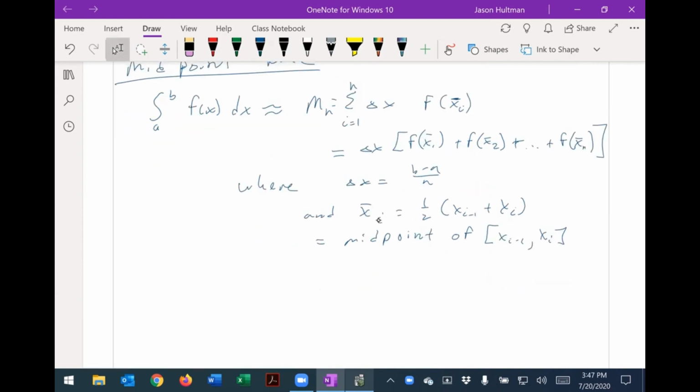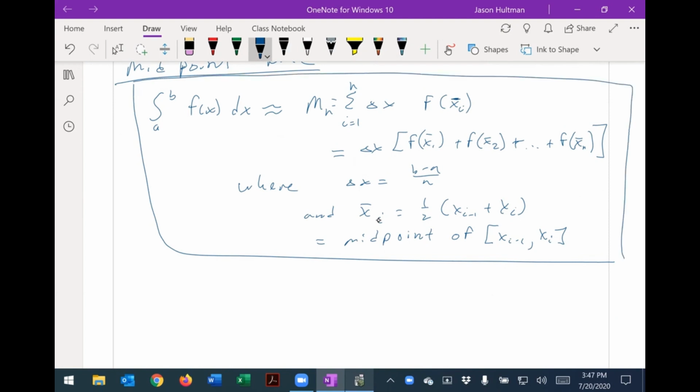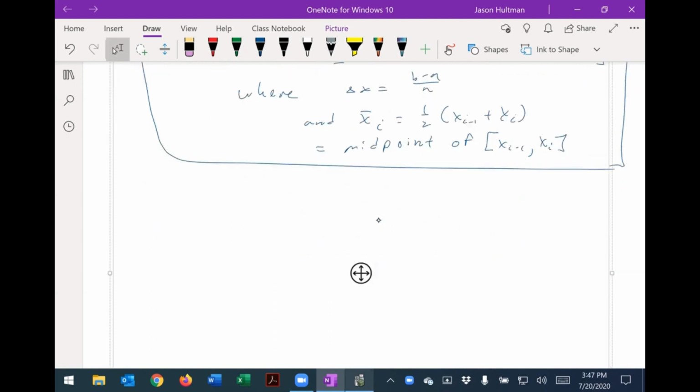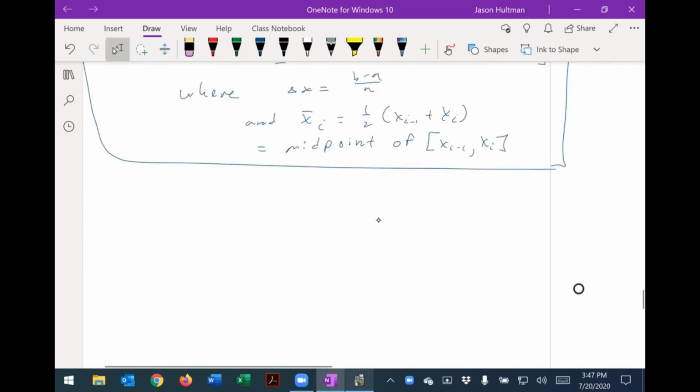Okay, so that's the midpoint. So we're going to use a midpoint, the middle value in each of the intervals. Okay, so let's do the same problem we just did, but let's use the midpoint rule this time. I'm going to call this number 2, but it really is just the same thing that we did before.